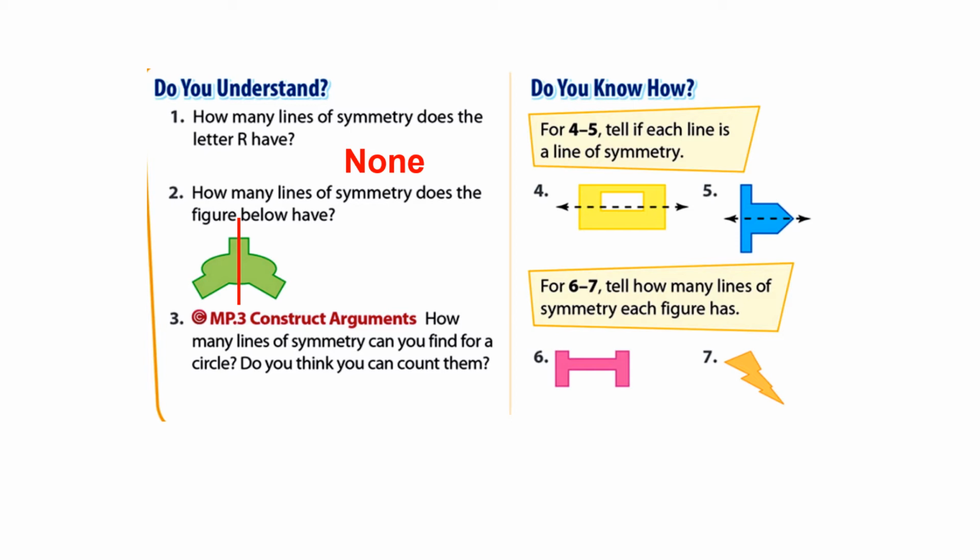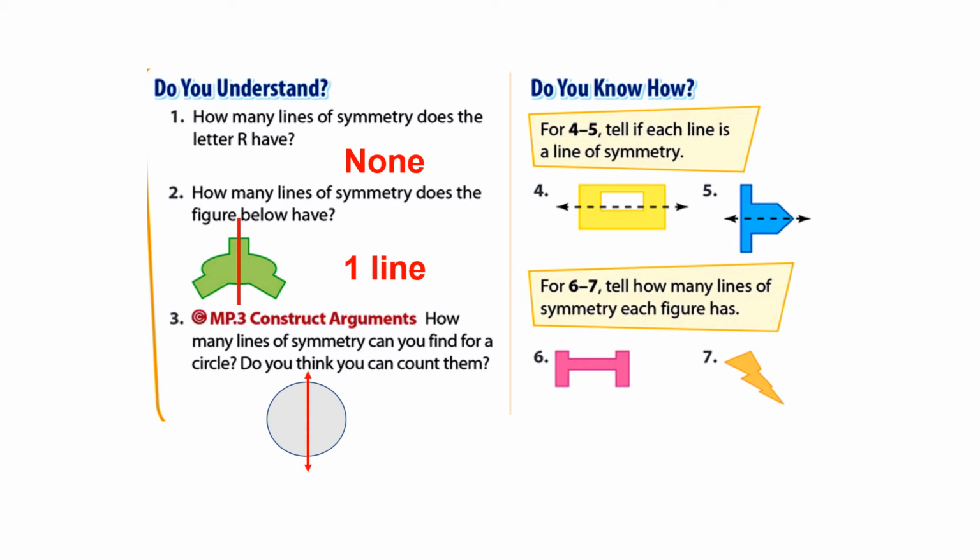Question three: how many lines of symmetry can you find for a circle? Do you think you can count them? Okay, excuse me, the answer to question number two will be one line. Question three, firstly, let's draw a circle, like the one shown here. And now we want to draw a line that divides the circle into exactly two equal parts.